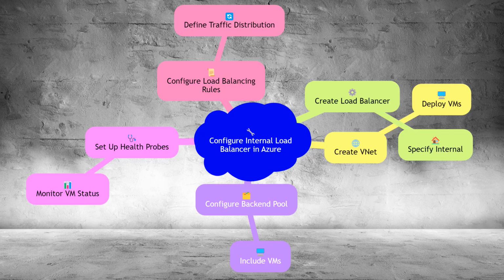To configure an internal load balancer in Azure, you need to follow several steps. First, create a virtual network, VNet, and deploy your VMs within this network. Next, create a load balancer resource and specify that it is an internal load balancer. You will then need to configure the backend pool, which includes the VMs that will receive the traffic. After that, set up the health probes to monitor the status of the VMs. Finally, configure the load balancing rules to define how traffic should be distributed among the VMs.